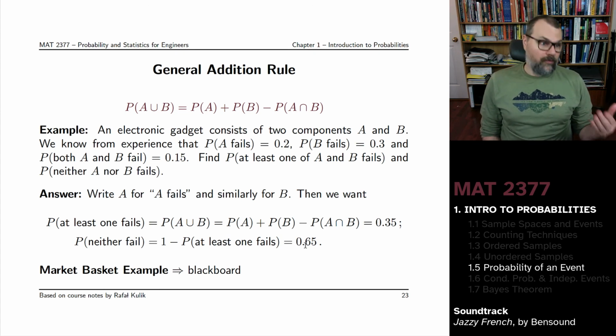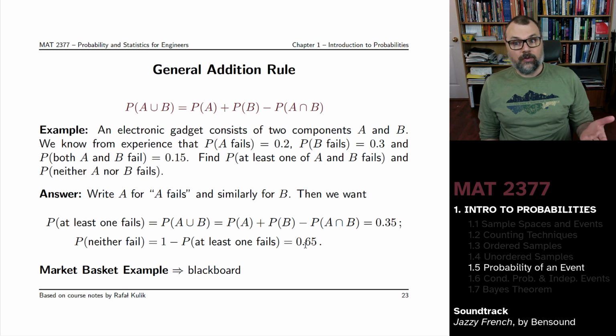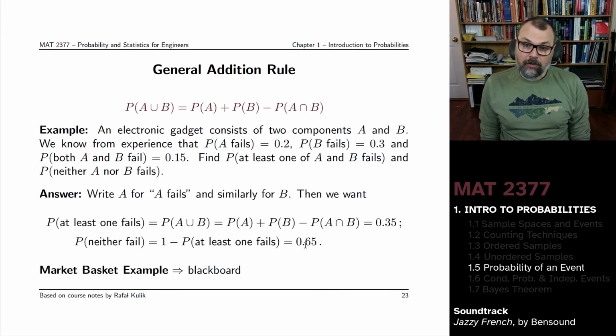80% of the people who purchase milk also purchase bread, and the people who purchase milk made up 80% of the population, so 0.8 times 0.8 is 0.64. So it's not very surprising that this would be happening.